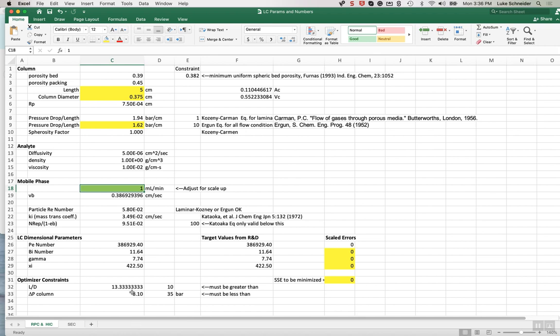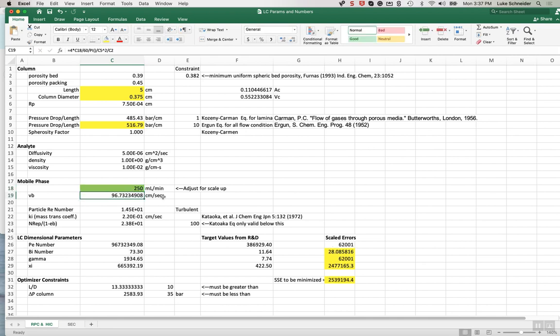My pressure drop is fine, my L over D is fine, and I've set in constraints for my optimization here. Since my Peclet number is so large, I'm not going to worry about that in terms of the sum of squared errors that I'm trying to minimize. I'm going to take that out of this operation, but I'll double check it at the end. So let's say I want to scale up 250-fold. Big scale up.